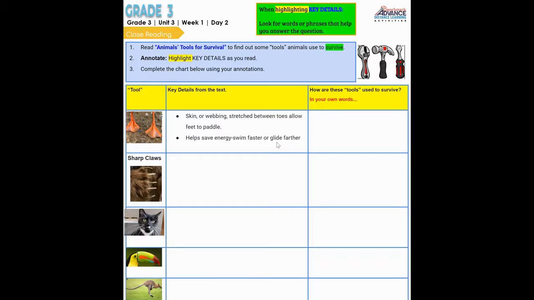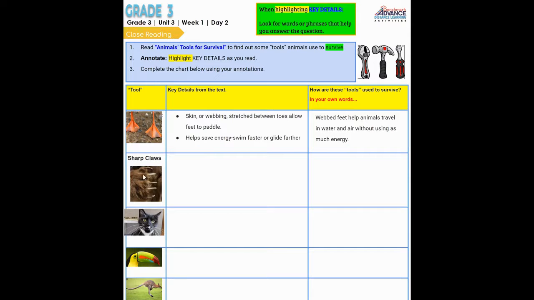Like the frog. So in my own words, how are these tools used to survive? How do animals use webbed feet to survive? And I wrote, webbed feet help animals travel either in water or in air without using as much energy. So this is how they use their tool, webbed feet, to survive.